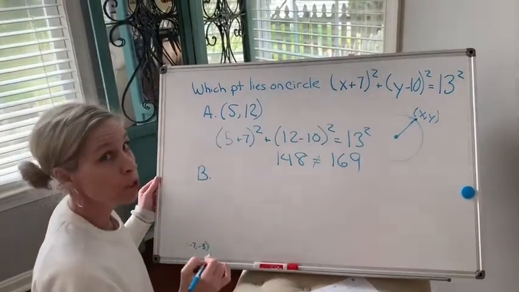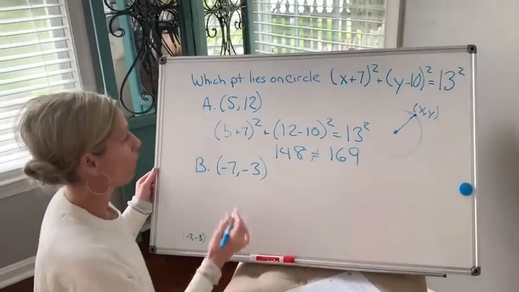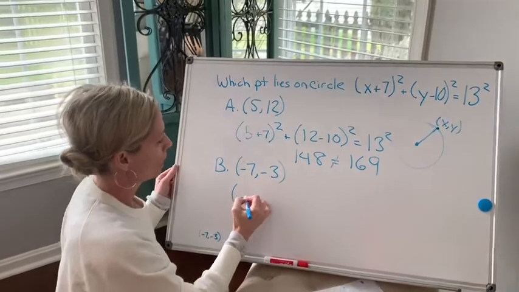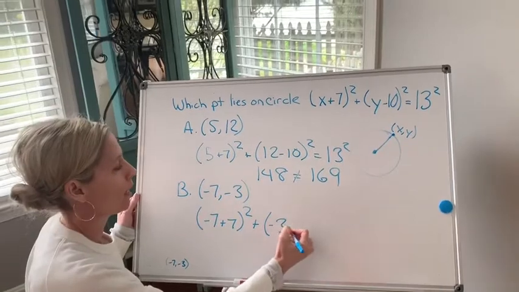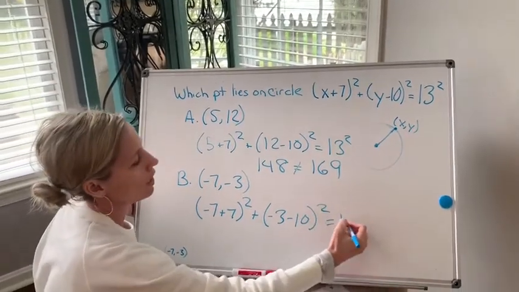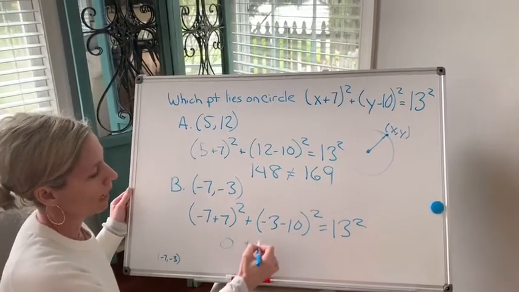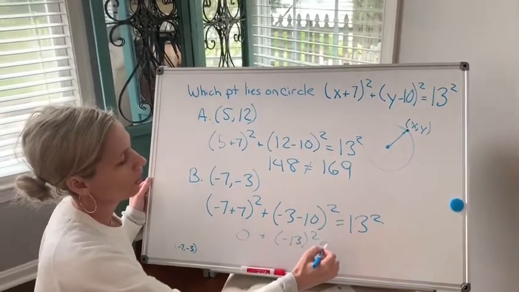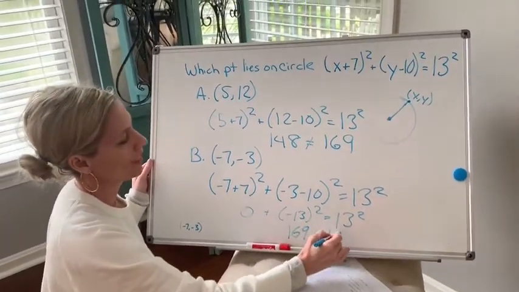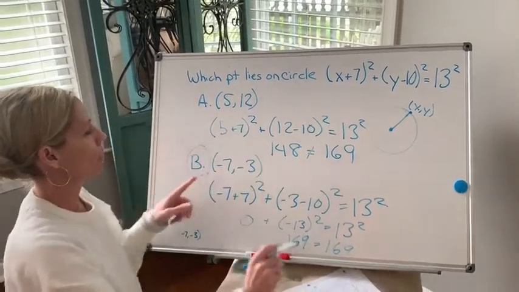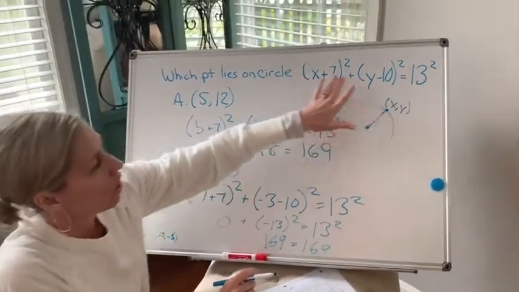Option B is (−7, −3). So we want to go ahead and do the same process here. We're going to say (−7 + 7)² + (−3 − 10)² should equal 13². This becomes a 0. This becomes a (−13)², which would be equal to 13². So 169 is equal to 169. So that means that B is correct. (−7, −3) is sitting on this circle.